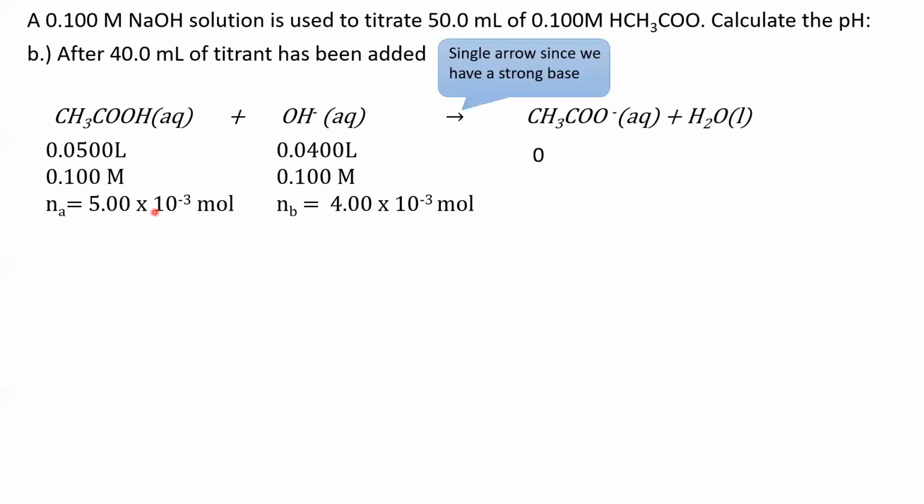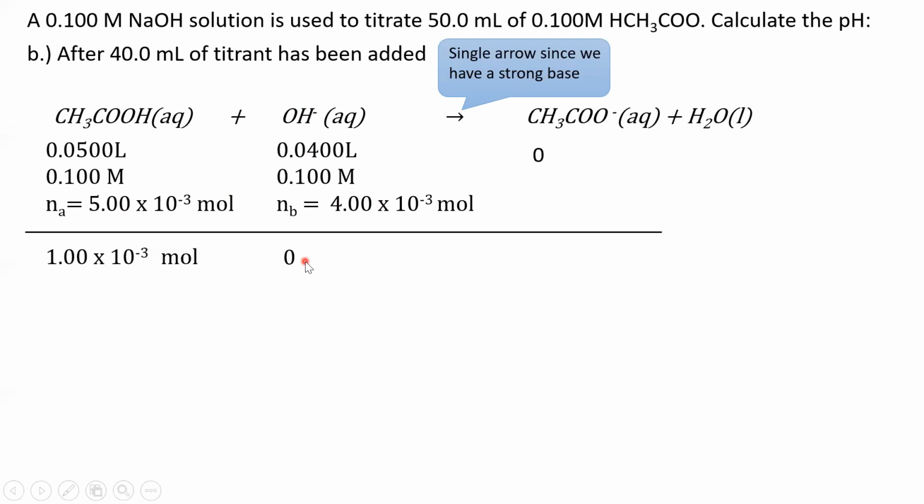What's left over? All right. So all of the base reacts. We've got 1.00 times 10 to the minus 3 moles of acetic acid. All we're doing is taking the 5.00 times 10 to the minus 3 moles that we started with, and we're subtracting 4.00 times 10 to the minus 3 because that's how much of it reacts. This is how much is left over. But we're going to produce acetate as well.